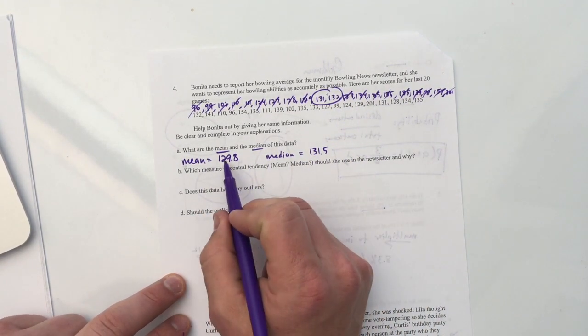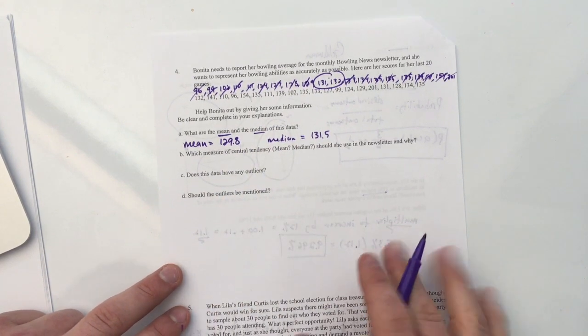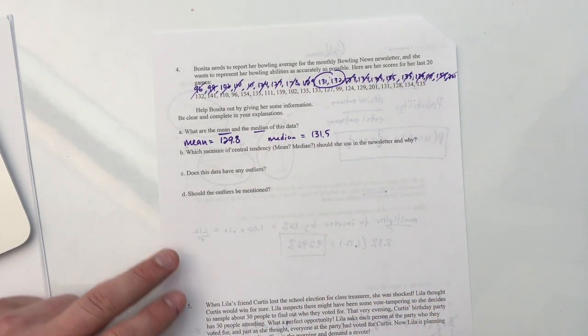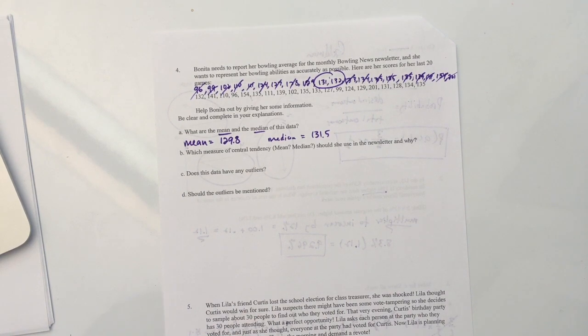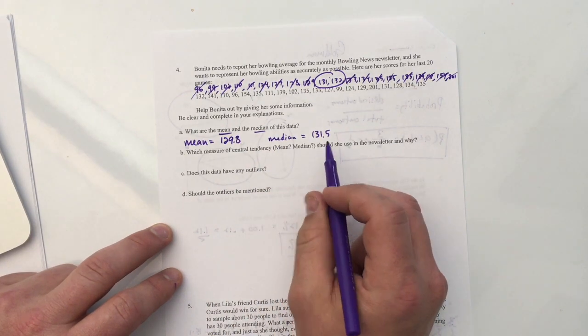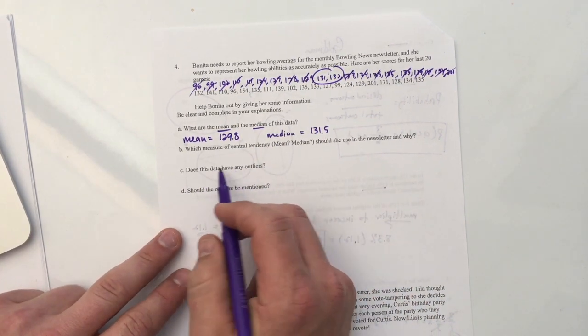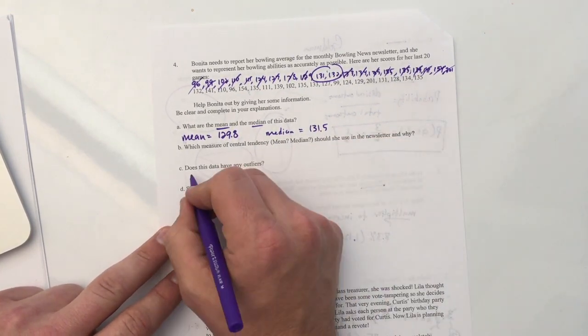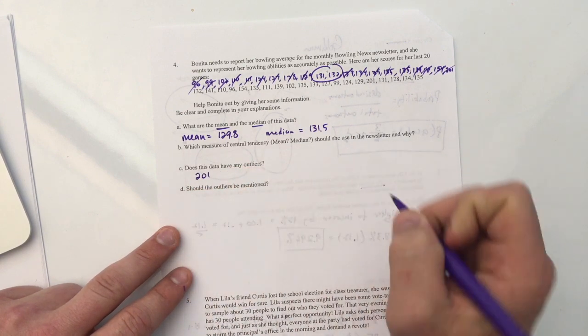So those are our two measures of central tendency. Which one should she use in the newsletter and why? This was not a great question. They're very similar, so either answer works. It doesn't really matter in that case. So I accepted a lot of stuff here. Does the data have any outliers? The outlier would be 201.